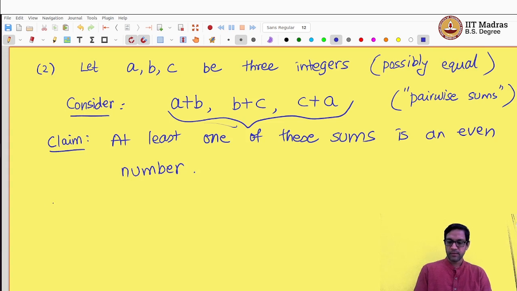Okay, and we're going to prove this using the pigeonhole principle. So firstly, before we look at how the pigeonhole principle applies, let's just try to play with some possibilities. So how would we do this? We're going to try and choose three numbers, and we want to get some feel for why it is that at least one of the three pairwise sums will always end up being even.